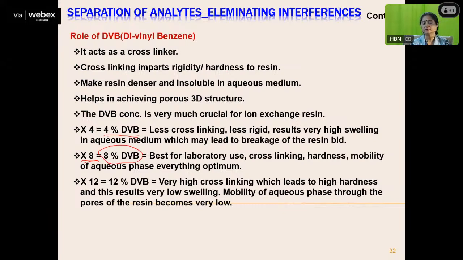Cross 8 means 8% DVB. Best for laboratory use, cross-linking, hardness, mobility of aqueous phase, everything is optimum. Cross 12 means 12% DVB, very high cross-linking, which leads to high hardness, and this again results in very slow swelling. Mobility of the aqueous phase through the pores of the resin becomes very low because of very low swelling.